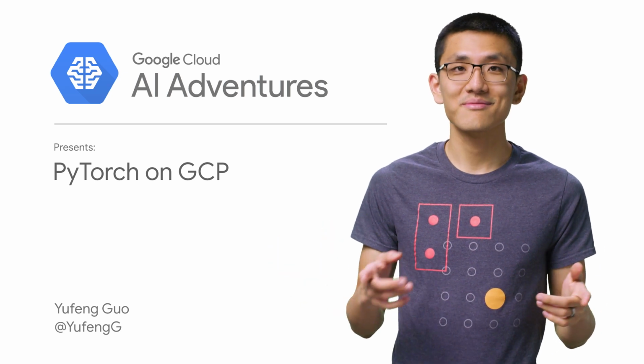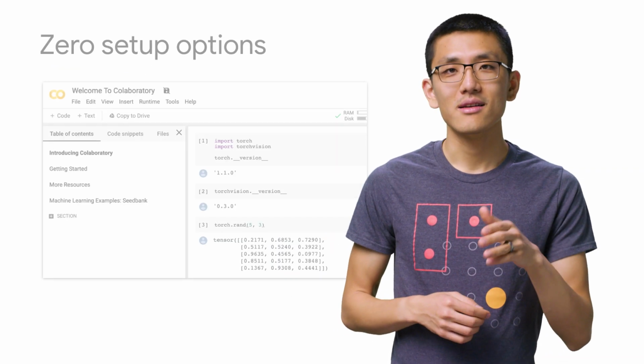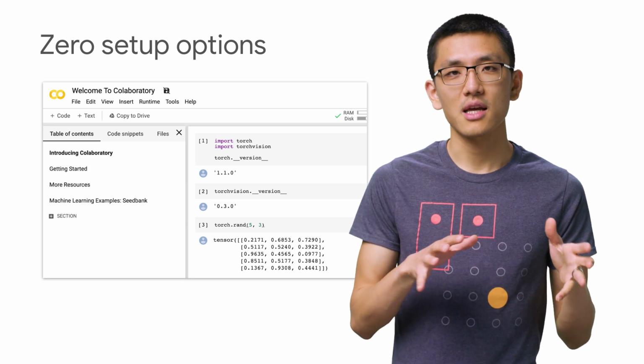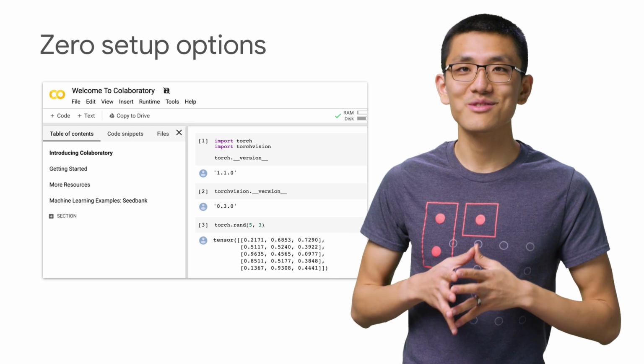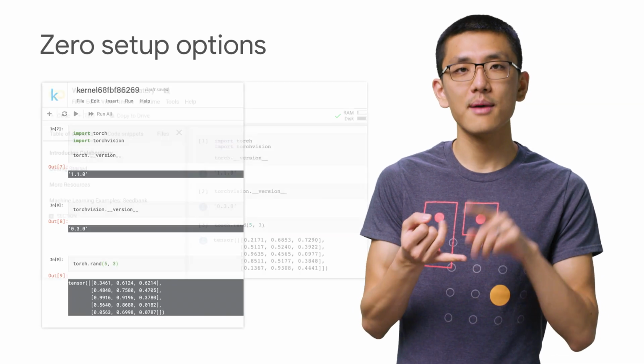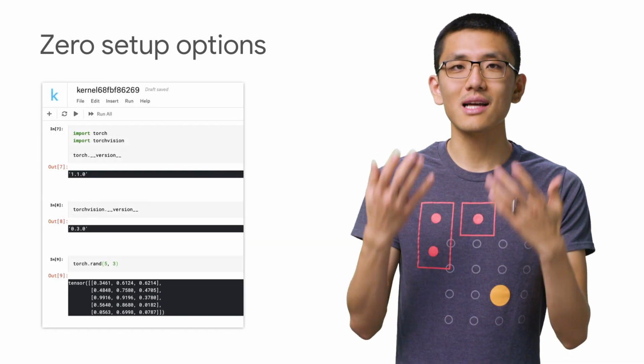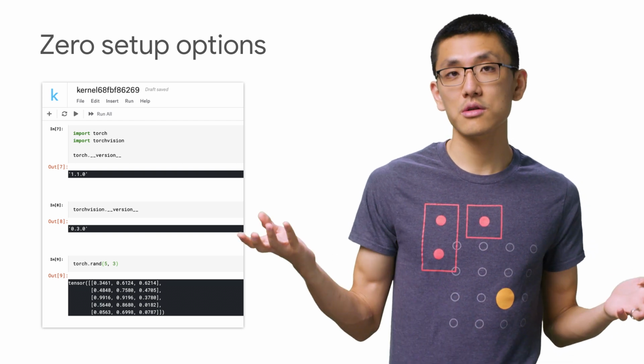On this episode, we're going to see how to run PyTorch on Google Cloud. There's a lot of options, so let's dive right in. If you want to get your hands on PyTorch and have no installation or setup, then there's no easier way to do so than using something like Colab or Kaggle kernels. You can just sign in with your Google account, and you're ready to use PyTorch.